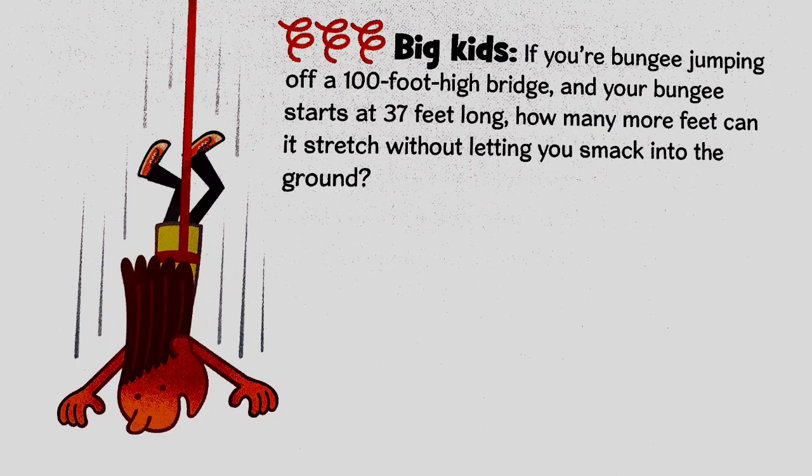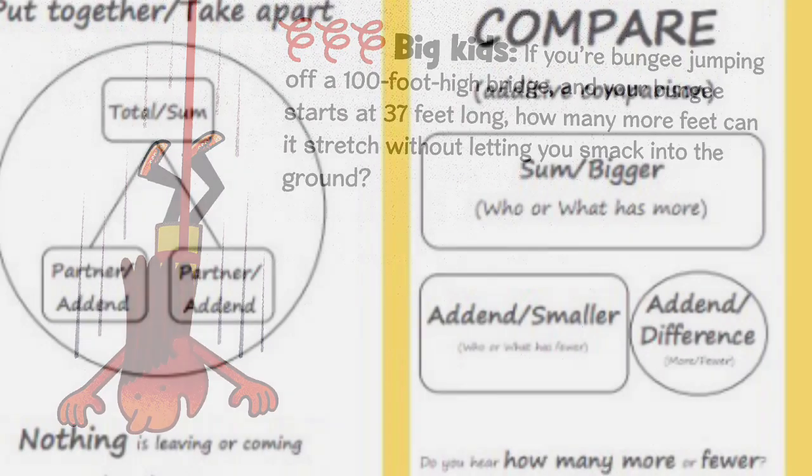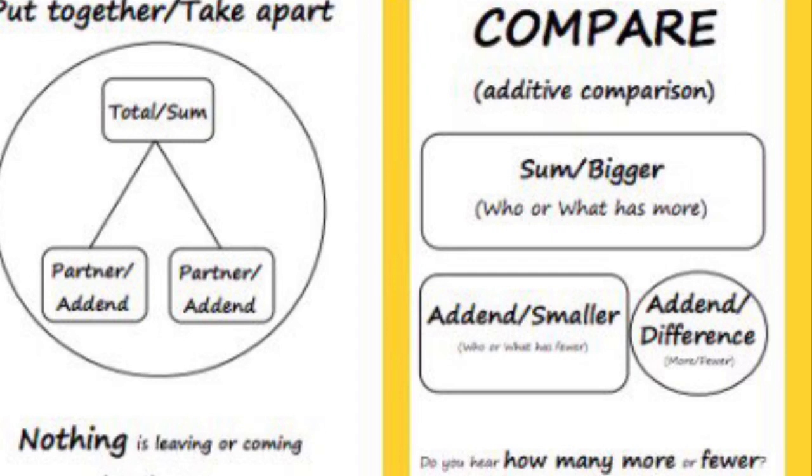Here we're going to do the big kids question. If you're bungee jumping off a 100-foot high bridge and your bungee starts at 37 feet long, how many more feet can it stretch without letting you smack into the ground? You might have noticed the words, how many more feet can it stretch without letting you smack into the ground? As we did compare problems last week, you might have noticed those key words. This time, I thought it would be fun to do a 3-digit number subtracting a 2-digit number.